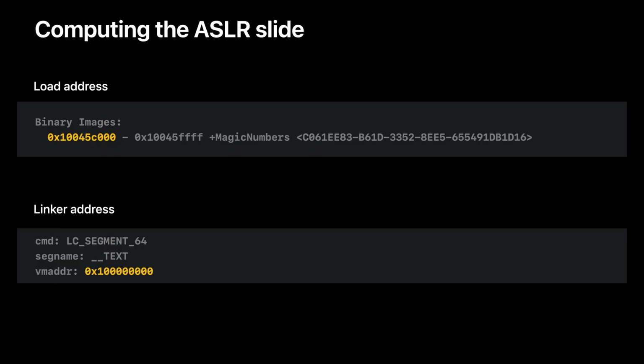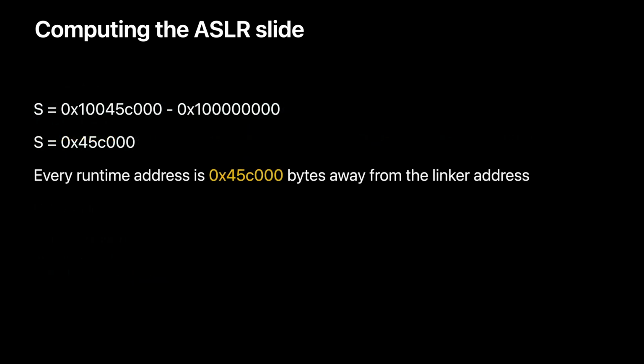Let's compute the ASLR slide value ourselves from the original crash log. In the binary images list, I have the load address of the text segment. I also have the linker address for the binary on disk when I looked at the load commands. Subtracting these two yields an ASLR slide value of 45C1000. This means that every address in my program's runtime text segment is 45C1000 bytes away from the linker text segment address.